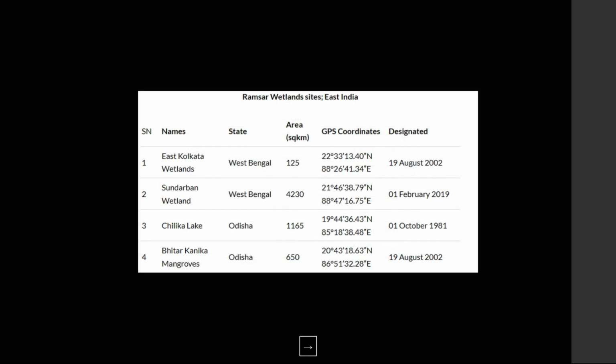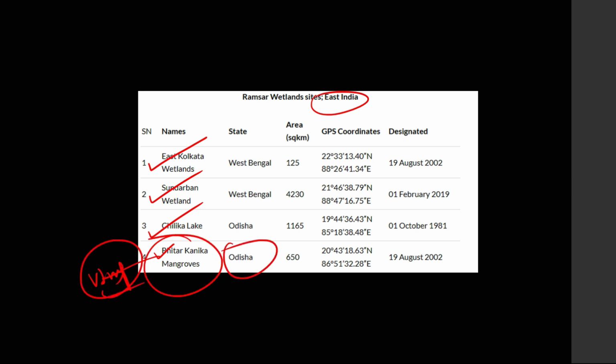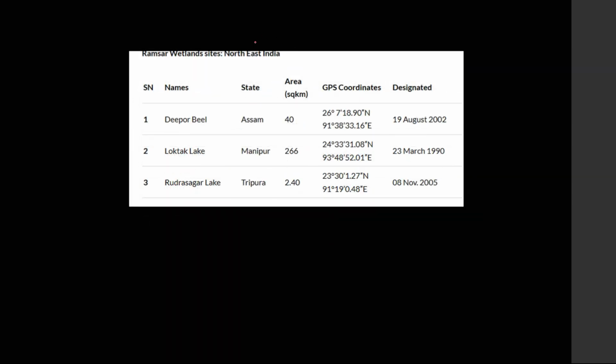Okay, next you can see here in East India we have the East Kolkata Wetlands, Sundarban Wetlands, Chilka Lake and Bhitarkanika Forest. Very, very important. Please do prepare Bhitarkanika Forest. Next you can see Northeast: Deepor Beel in Assam. Very important, Deepor Beel, because it is undergoing some degradation.